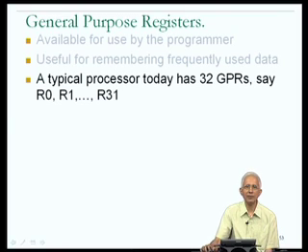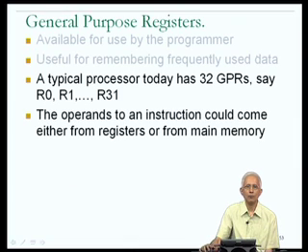Therefore from now on, if I am referring to general purpose registers, I will use names like R0, R1, R2. If there are 32 registers in a processor, I might use the names R0 through R31 to refer to the 32 general purpose registers. And we would expect that in a program which makes use of general purpose registers, the name of the register, such as R0, R1, R2, etc., will appear.